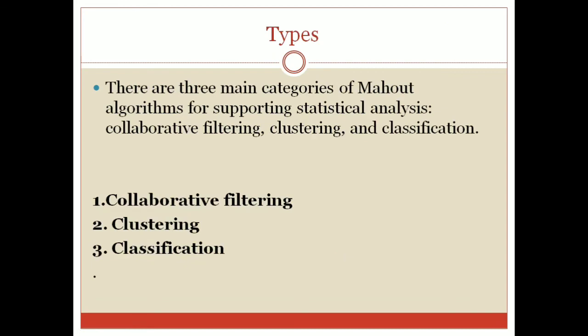There are three categories in Mahout that support different statistical algorithms: collaborative filtering, clustering and classification. These are the three main algorithm categories supported by Mahout, and in Mahout we can perform these analyses with the help of the different built-in libraries and APIs. So this was a small introduction to Apache Mahout.